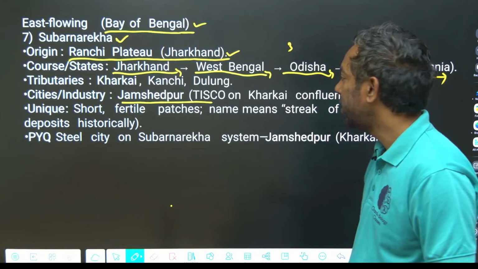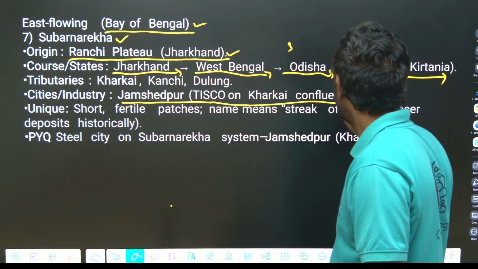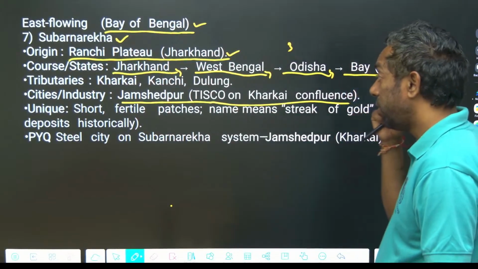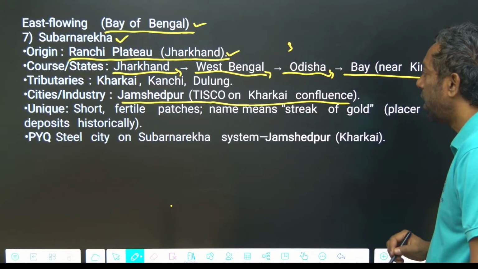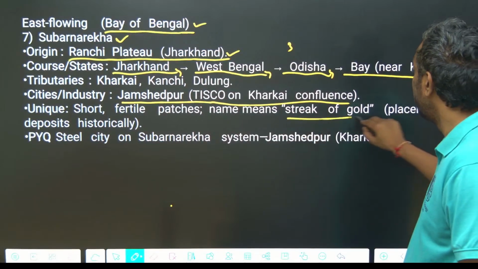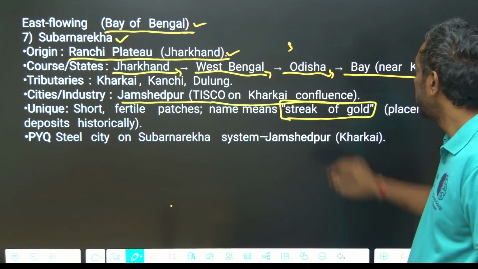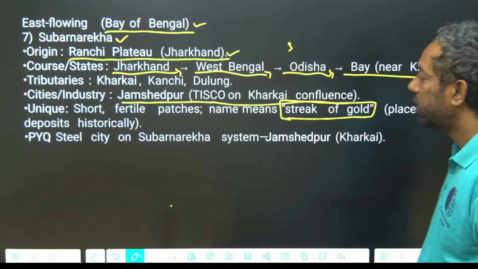Jamshedpur is the most important steel plant. Okay, steel plant. The unique short fertile, and it is the streak of gold. It is the streak of gold. Okay, steel city.